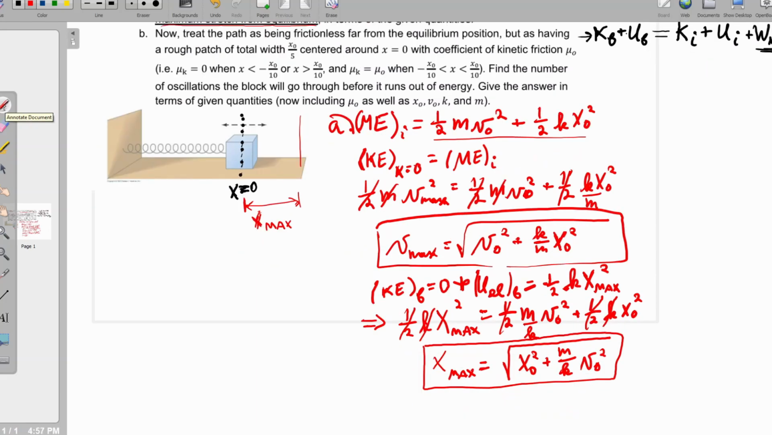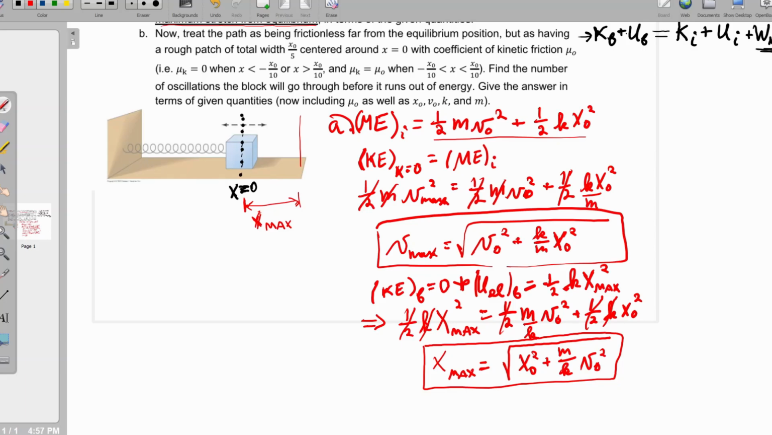Now in part B, we're going to include friction. It says treat the path as being frictionless far from the equilibrium position, but as having a rough patch of width x0/5 centered around x equals 0, where it has a coefficient of kinetic friction μ0. Find the number of oscillations the block will go through before it runs out of energy. Give your answer in terms of the given quantities, μ0, as well as the original x0, v0, k, and m.